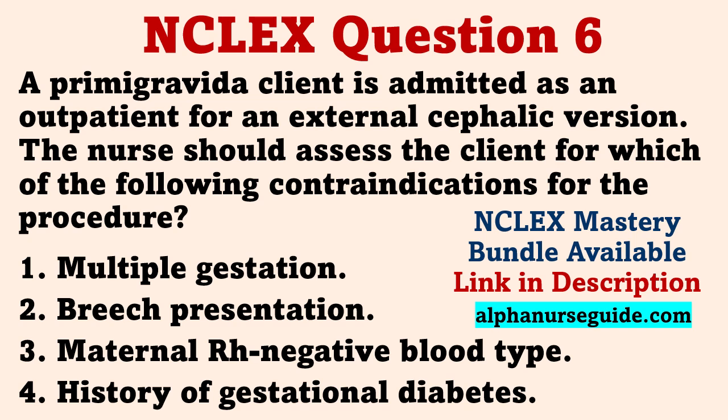Contraindications to the procedure include multiple gestation because of the potential for fetal injury or uterine injury, severe oligohydramnios, contraindications to a vaginal birth, and unexplained third trimester bleeding. If the mother has Rh negative blood type, the procedure can be performed and Rh immunoglobulin should be administered in case minimal bleeding occurs. A history of gestational diabetes is not a contraindication unless the fetus is large for gestational age and the client has cephalopelvic disproportion.